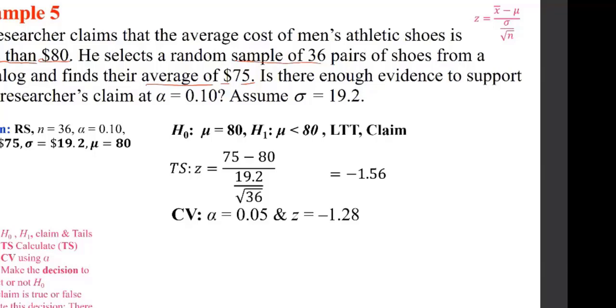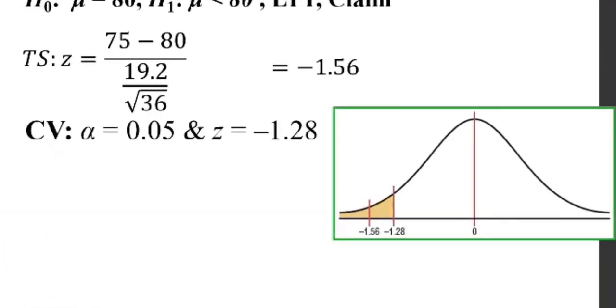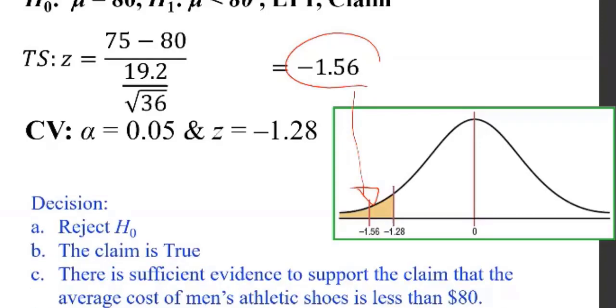So what do we do? We just do the drawing and compare the two numbers. Negative 1.56, which is the test statistic, is way into the rejection region. So you reject H0. If you're rejecting H0, then you are not rejecting, or loosely put, accepting H1. So you're accepting the claim becomes true. And then there is sufficient evidence to support the claim. And you do the writing.